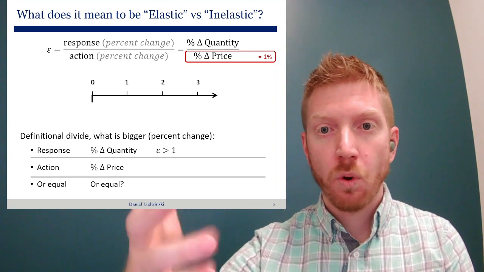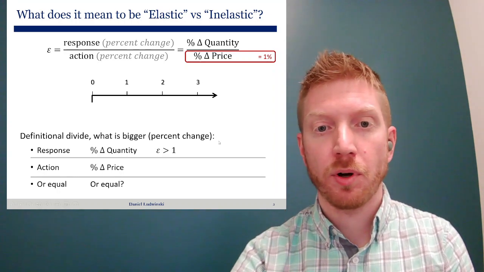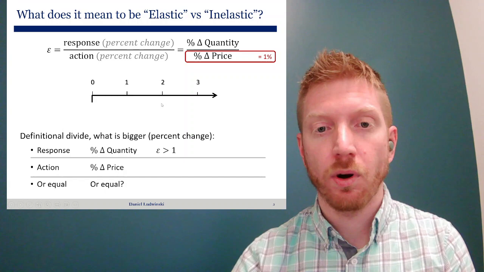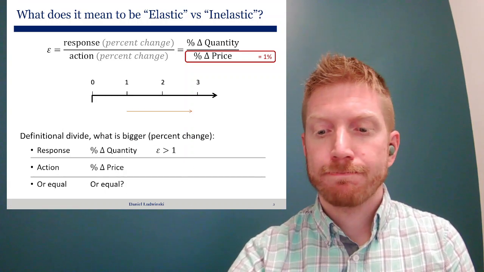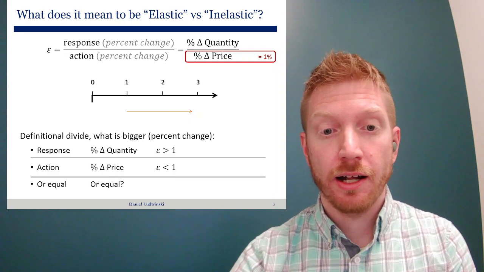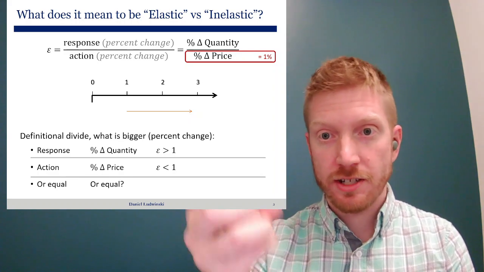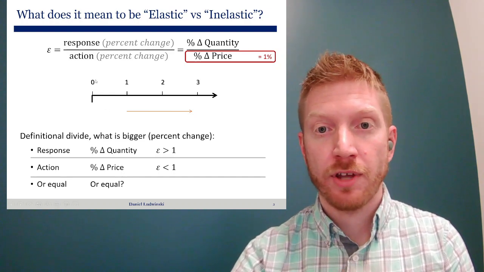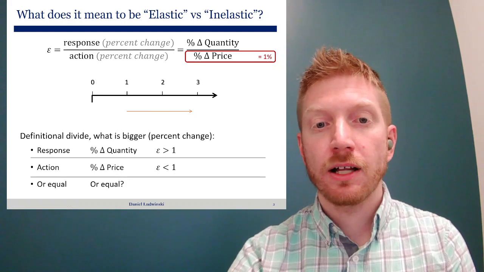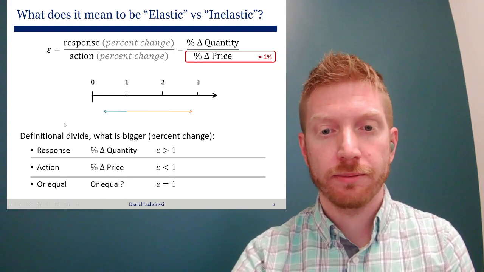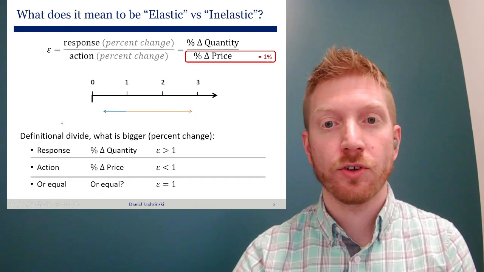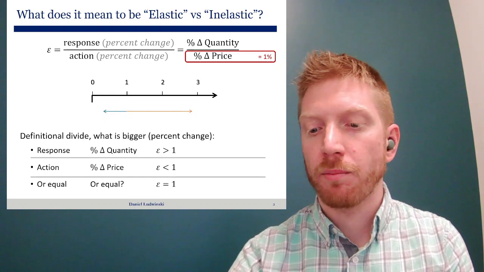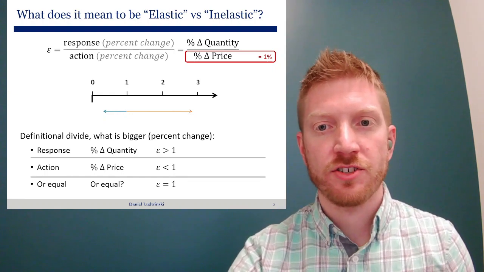If the percentage change in quantity is bigger, like with that example where we had a 2% change, we're going to get an elasticity that is greater than 1. If we have a percentage change where the price is larger than the percentage change in quantity, for instance, when we had a percentage change in quantity that was 0, elasticity is going to be less than 1. Elasticity also could be equal, and we saw that when we had a percentage change in quantity of 1%, exactly the same as our percentage change in price.